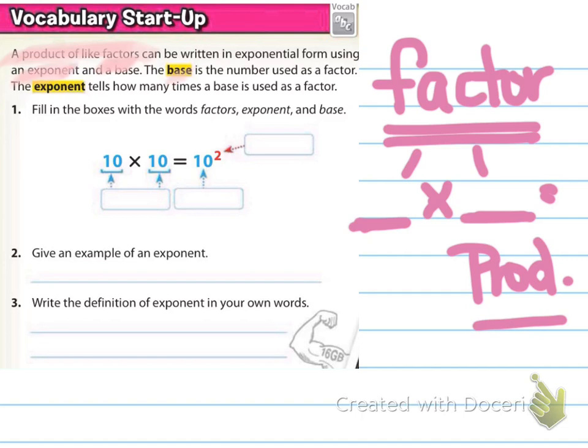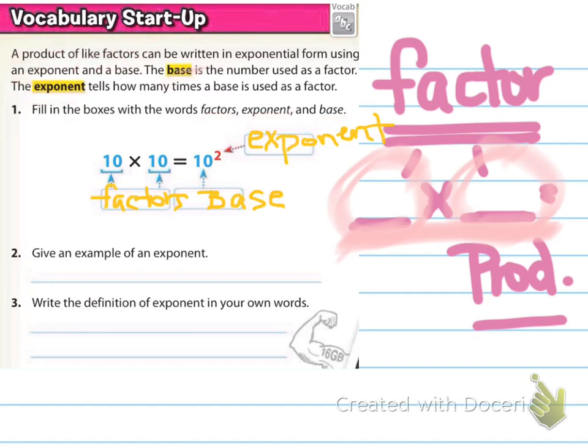And here it tells us that base is the number used as a factor. So remember, these are our factors here, the numbers in a multiplication problem. So a base is the number used as a factor. And the exponent is the number of times that the base is used as a factor. So if we have 10 times 10, that's going to be 10 to the second power. So I want you to pause this and fill in the boxes with the words factors, exponent, and base. And we'll come back and check and see if you got it right.